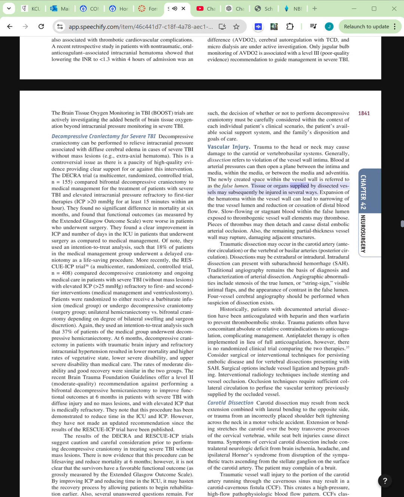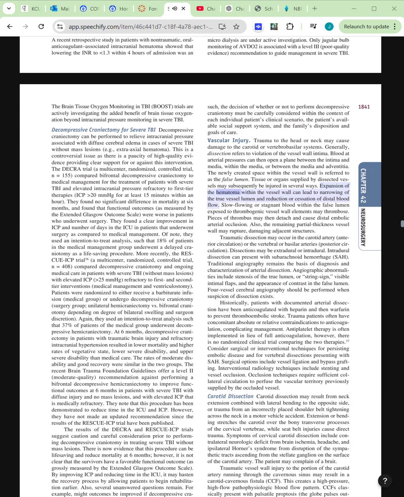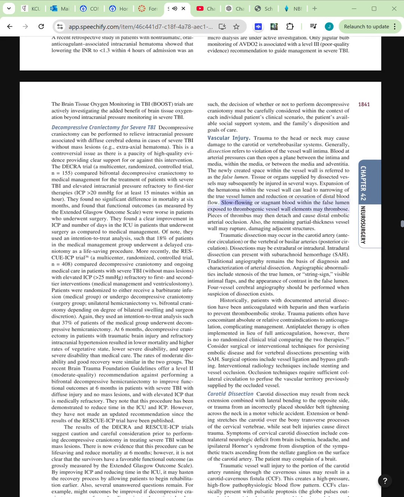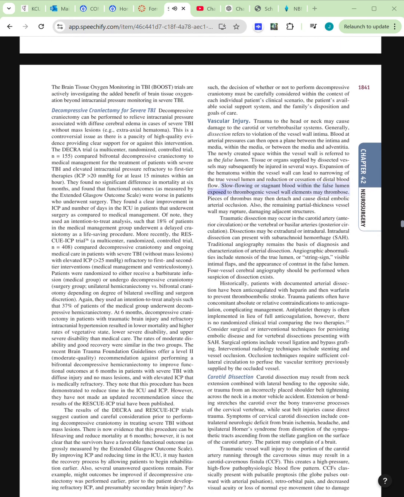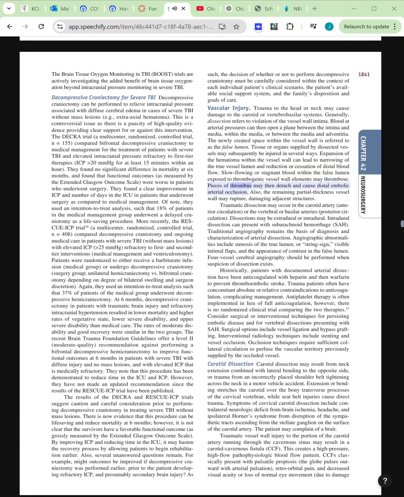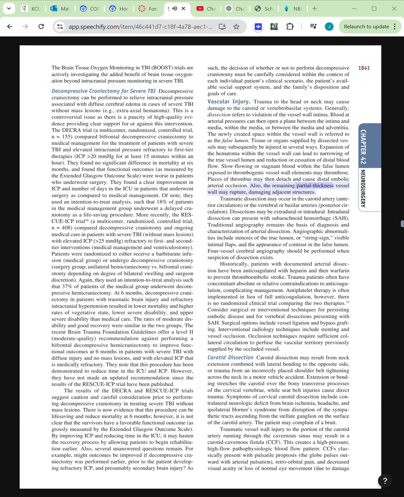Tissue or organs supplied by dissected vessels may subsequently be injured in several ways. Expansion of the hematoma within the vessel wall can lead to narrowing of the true vessel lumen and reduction or cessation of distal blood flow. Slow flowing or stagnant blood within the false lumen, exposed to thrombogenic vessel wall elements, may thrombose. Pieces of thrombus may then detach and cause distal embolic arterial occlusion. Also, the remaining partial thickness vessel wall may rupture, damaging adjacent structures.